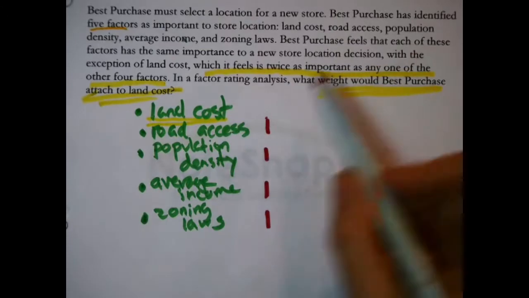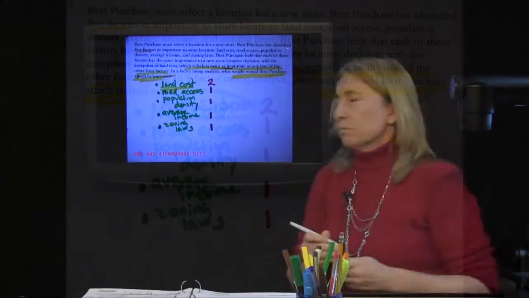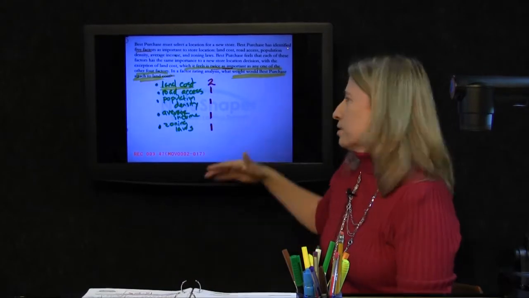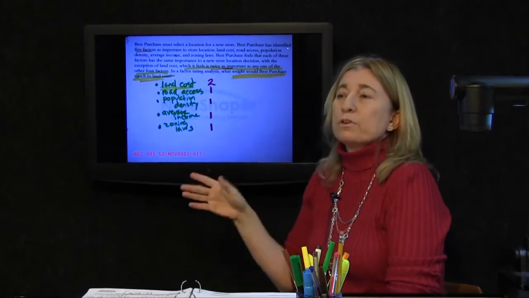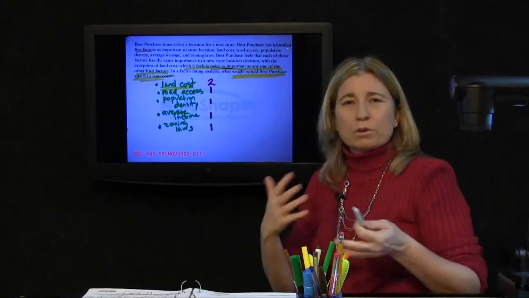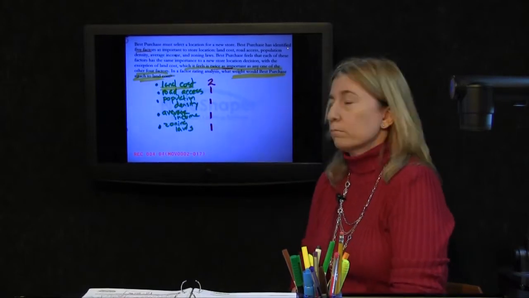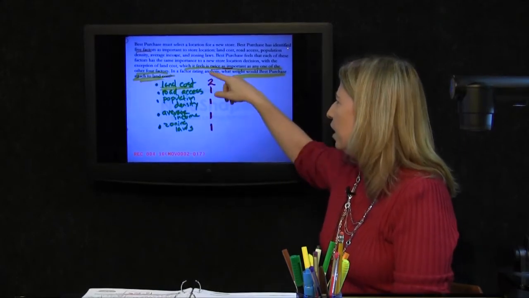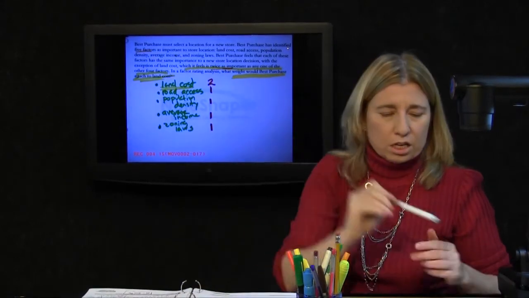Now, land cost, what's the deal with it? It's more important. It's twice as important as any one of these. So write a 2. So here we have just some whole numbers that reflect in a certain sense how Best Purchase feels about these. We've given a 2 to land cost because it's twice as important as those other things that we gave a 1 to. All right, now we want to turn this into one of those weighting schemes. Next step. Add those numbers. Okay, I'm going to add the list. 2 plus 1 is 3, 4, 5, 6. This adds up to 6. Yes, I need that number 6.